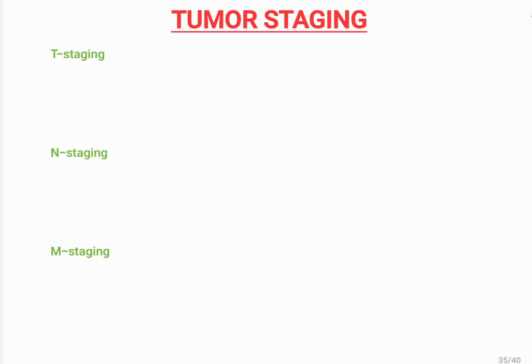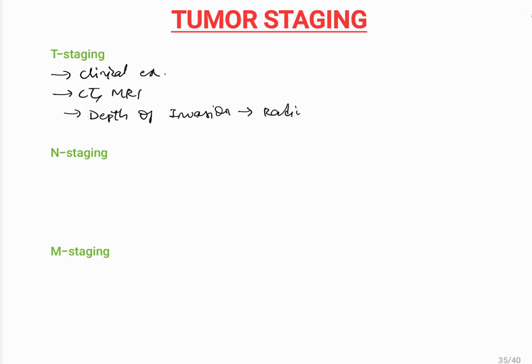Now let's see the tumor staging of oral cavity cancer. Tumor staging of any cancer is done by a system called TNM system, which means T for tumor size, N for any lymph node invasion, and M for any metastasis. T staging can be done by routine clinical examination, CT or MRI, or by seeing depth of invasion. The depth of invasion can be known by radiological examination.